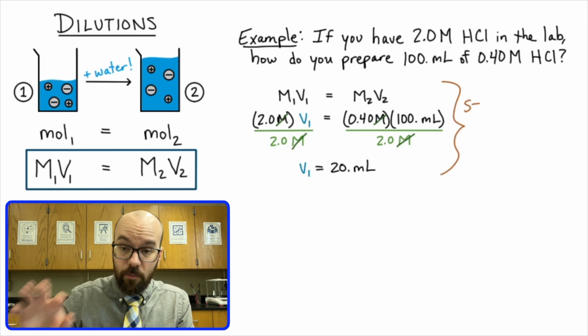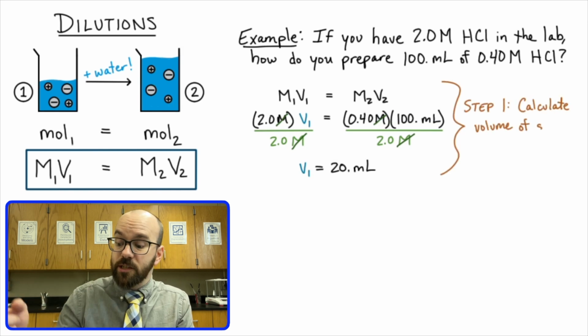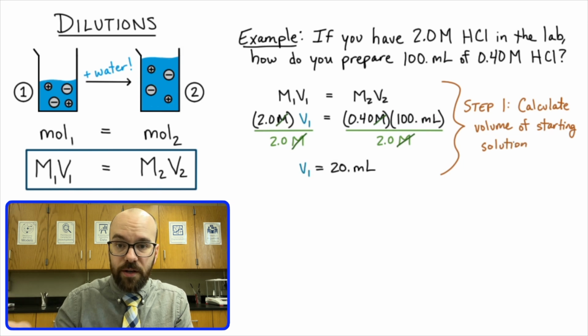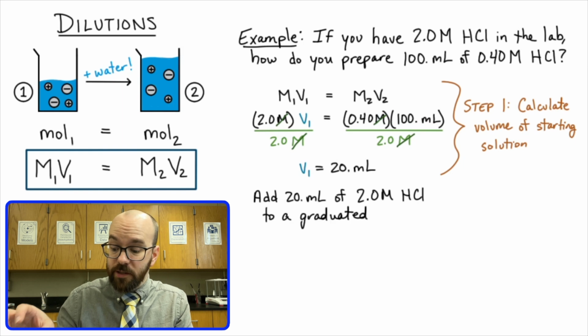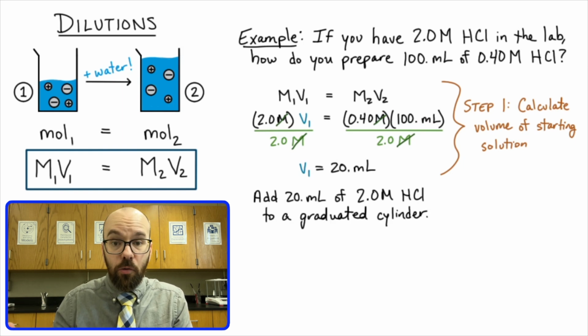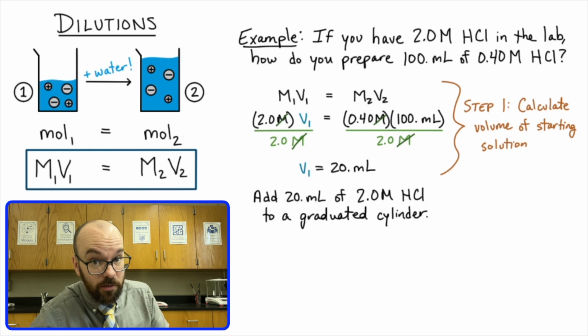Before we get into that, let's summarize what we've done so far. We've done step 1, which is to calculate the volume of our starting solution. After we've done that calculation, our next step is going to be to add that 20 milliliters of 2 molar hydrochloric acid to a graduated cylinder. First, step 0 is to put on some goggles. Be right back. All right, much better.